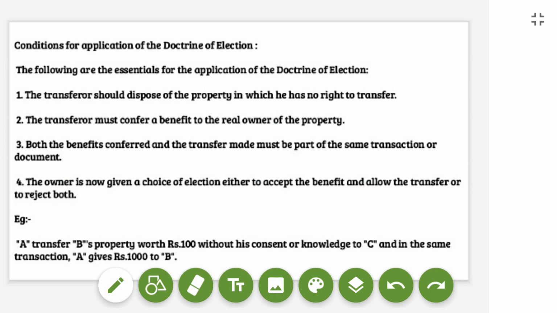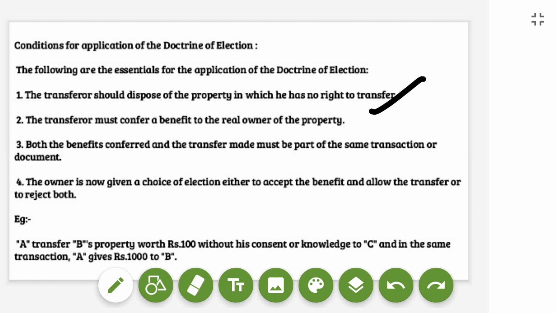Now, the conditions for the application of doctrine of election. The first is that the transferor should dispose of the property in which he has no right to transfer. That is, if you remember the illustration, B wanted to transfer the property of A, and B had no right to transfer the property of A, but he wanted to transfer the property of A to C. So the transferor was one who did not have any right to transfer, because it was not his real property, it was the property of A.